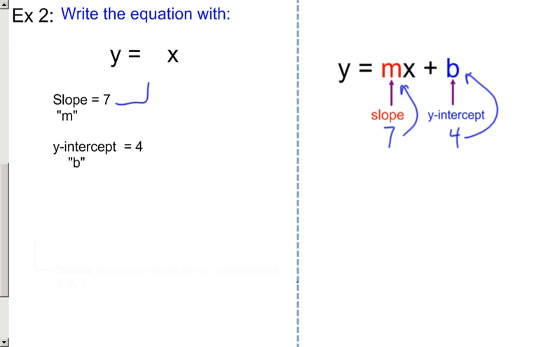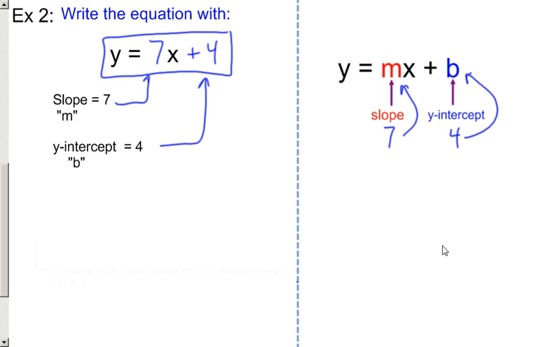So the 7 will go here, say 7x, and the y-intercept will go towards the end. It's a positive 4, so we're going to say plus 4. So the final answer is y equals 7x plus 4. And that's how you write it in slope-intercept form because the slope is next to the intercept.